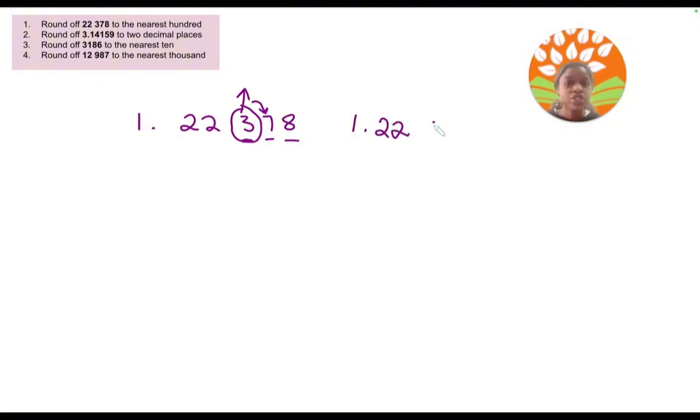That number in the hundreds column increases by 1, so it becomes a 4, and then everything else becomes 0. All right?